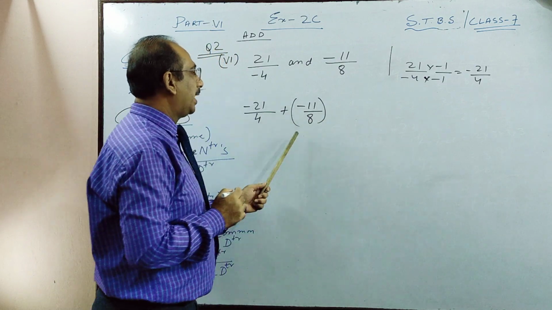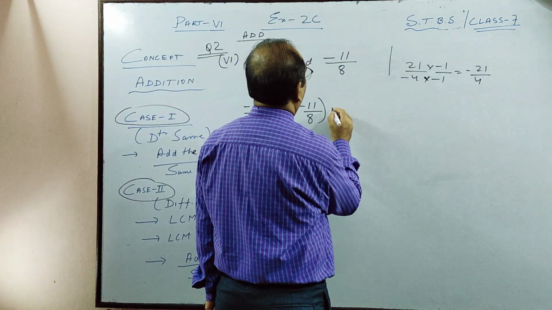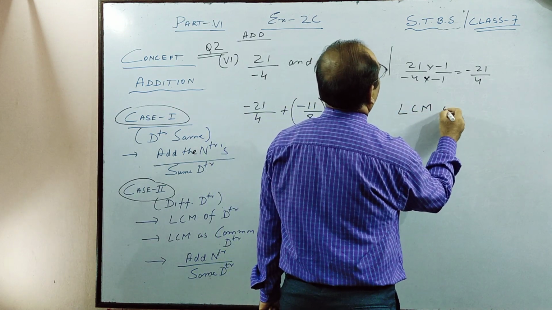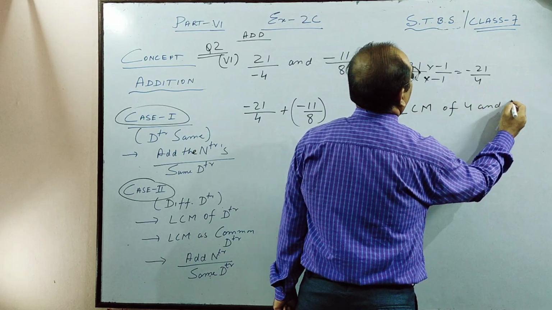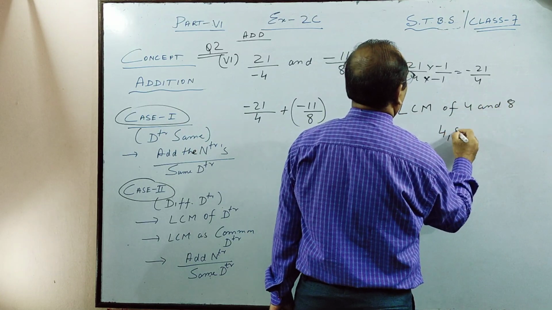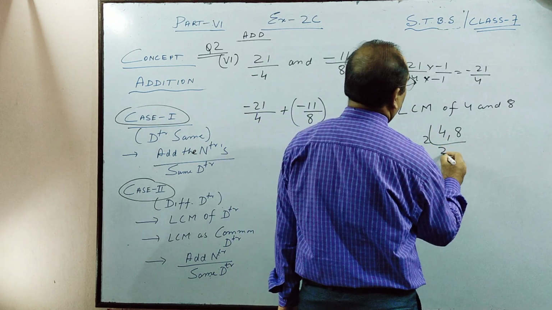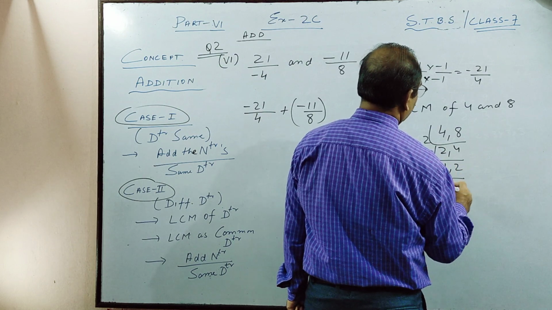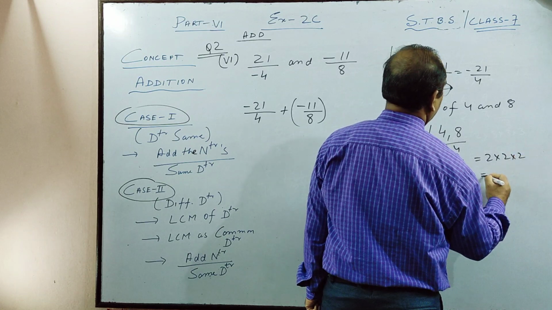So this is what we have to find, children. Why am I putting it in brackets? Because this is minus, same way. So first thing, what is the LCM of 4 and 8? So see how we do. 4, 8. Try with the first prime number 2. Then again it will go by 2. So we get LCM as 8.